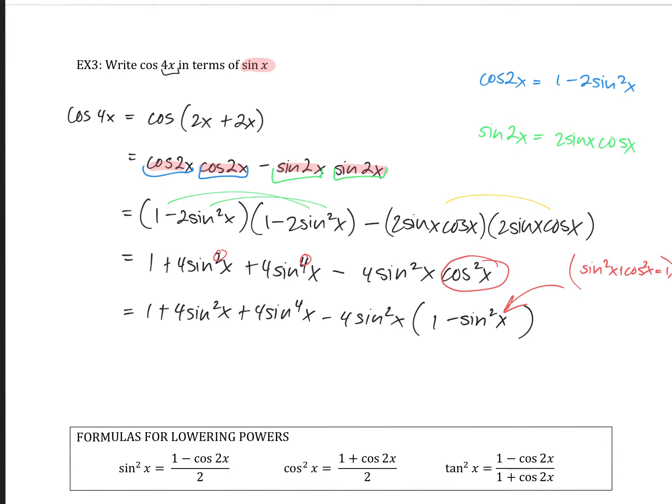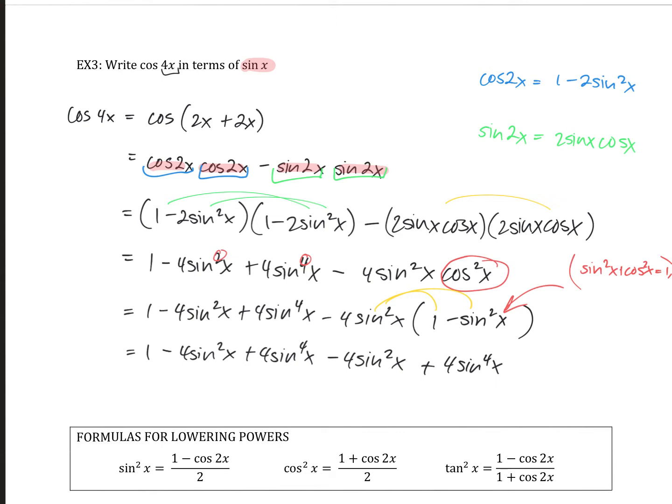Okay, so next thing, what can we do? Well, we can multiply this in. It will end up with 1 plus 4 sine squared x plus 4 sine to the 4th power x minus 4 sine squared x plus 4 sine to the 4th x. Okay, so everything is written in terms of sine of just the x. We don't have any double angles going on. So now let's just simplify any like terms. What I just realized is I had a sign error here. When I factored out this side, that should have been a negative 4 sine squared x. So let me go ahead and input that.